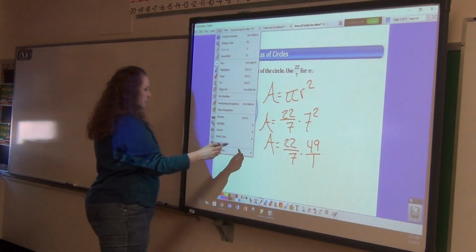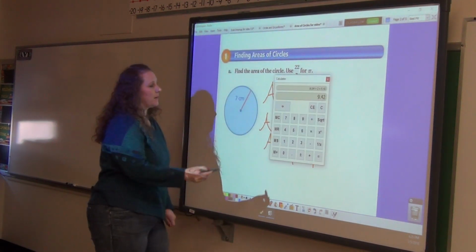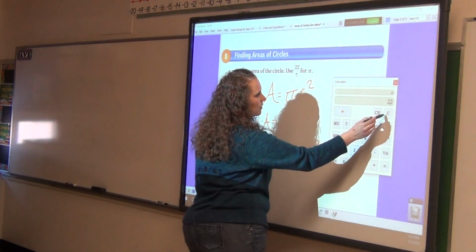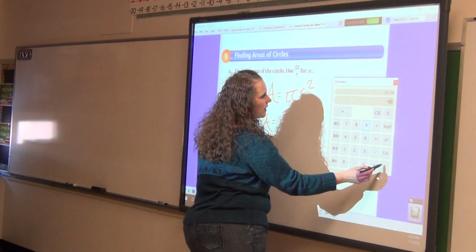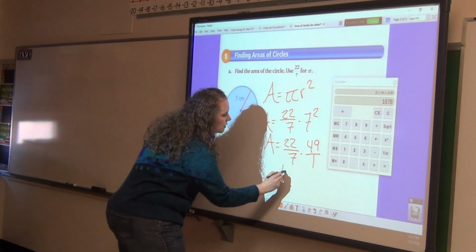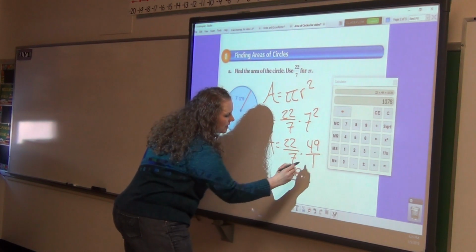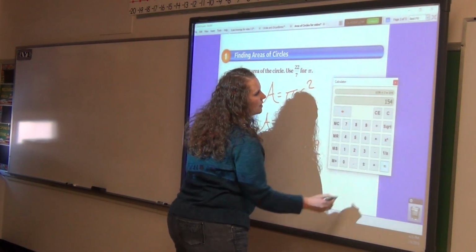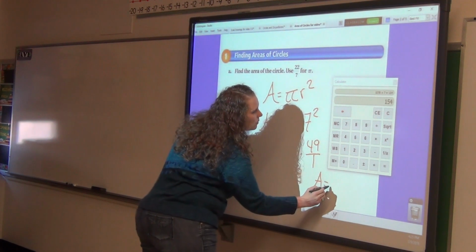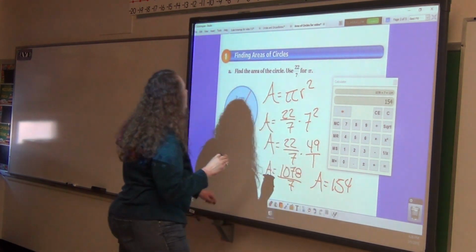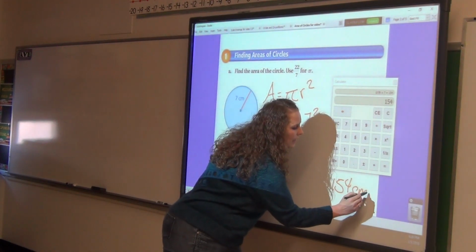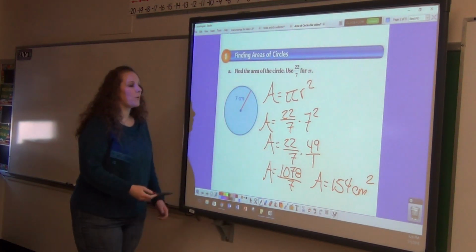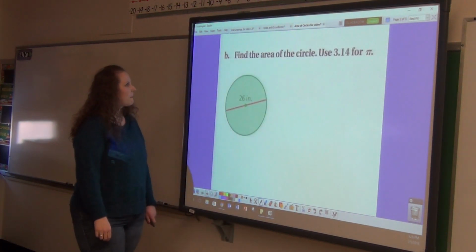I am being a little bit too lazy to do this by hand, so I'm going to pull out my calculator. And I know that 22 times 49, gotta clear it first, 22 times 49 equals 1,078. And 7 times 1 is 7. So we need to simplify our area. We're going to divide by 7. And we have area equals 154 centimeters. And since it is an area, it is squared. So 154 centimeters squared is the area for that circle.